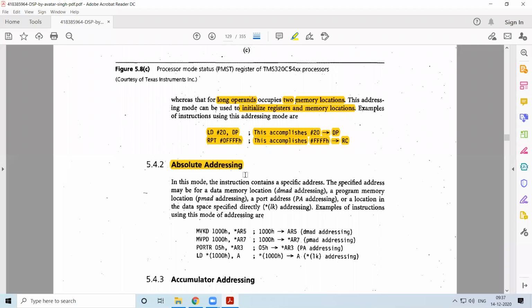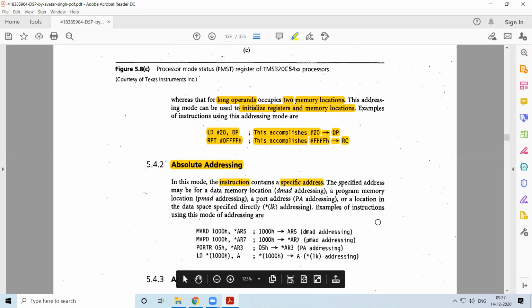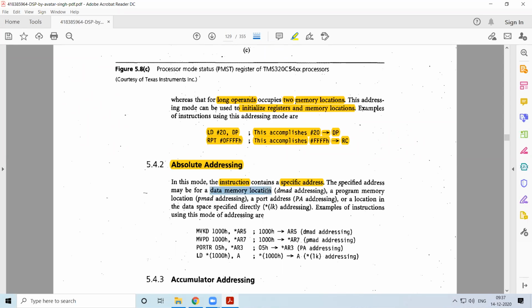So the next one which comes is absolute addressing mode. In this one, the instruction itself will be containing the specific address of the operand. The address may be pertaining to the data memory location, which will be termed as DMAD addressing, or it can be pertaining to the program memory location, which is specified as PMAD addressing, or else it can be related to the port address. Say it may be an interfacing device connected to the port; if a port address is there, then it will be called port address addressing. Then it may be a location in the data space specified by this addressing mode.